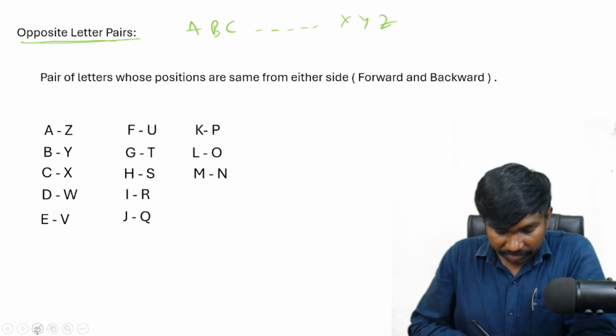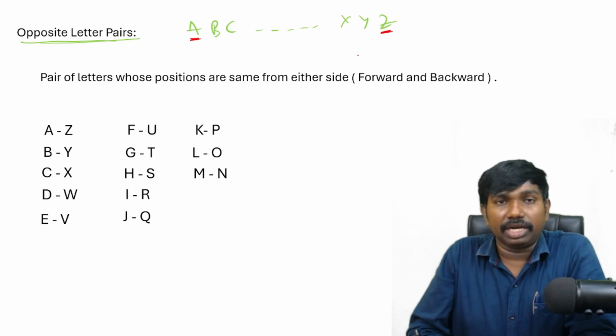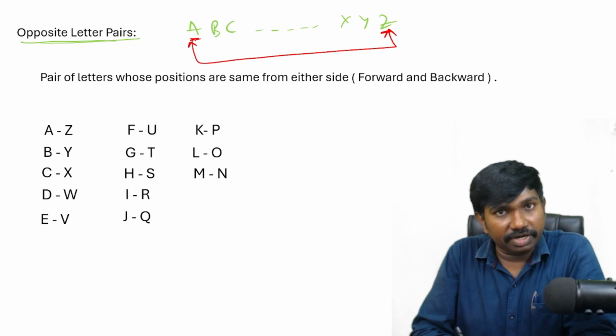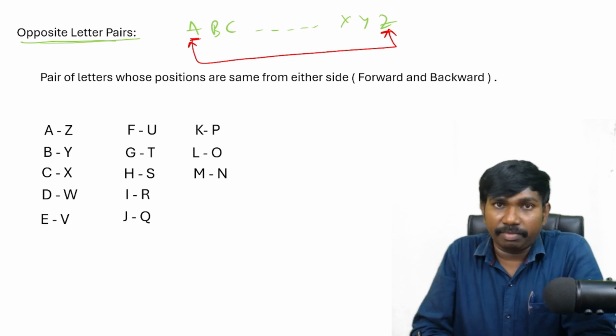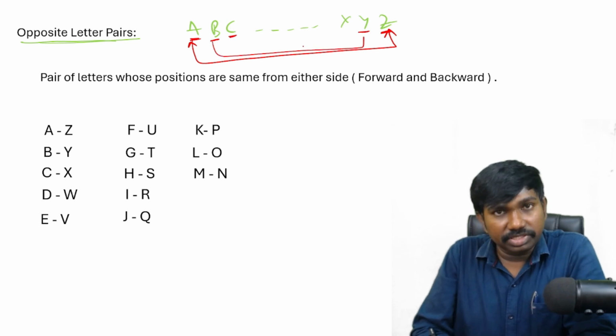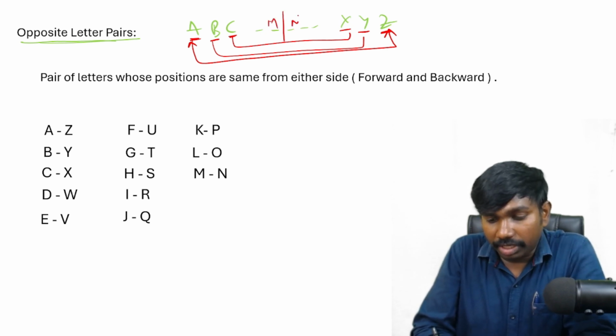So the letters which are maintaining the same position from forward and backward are called opposite letter pairs. Okay. A and Z. A is the first letter from the first and Z is the first letter from the last. Second from first is B, second from last is Y. That's a pair. Third from first is C and third from last is X. That is a pair.